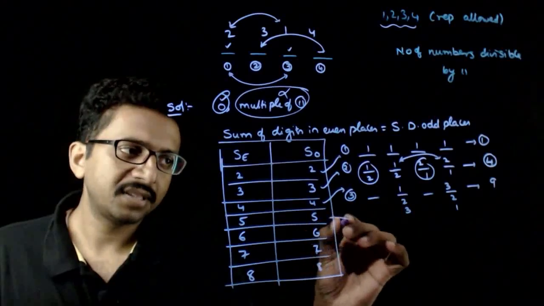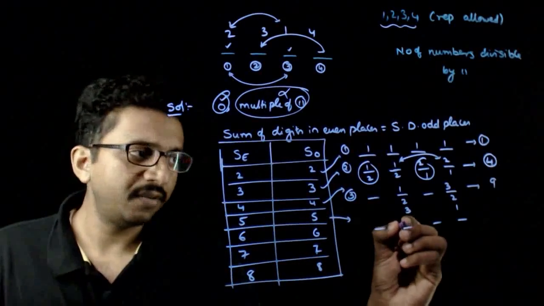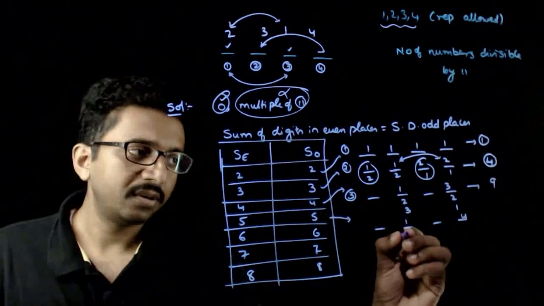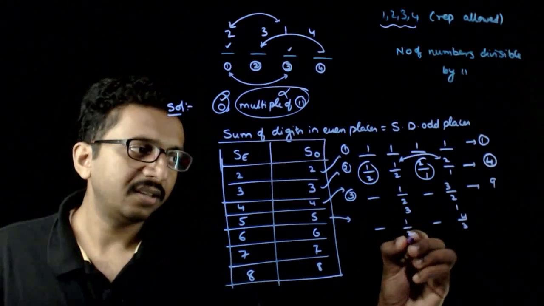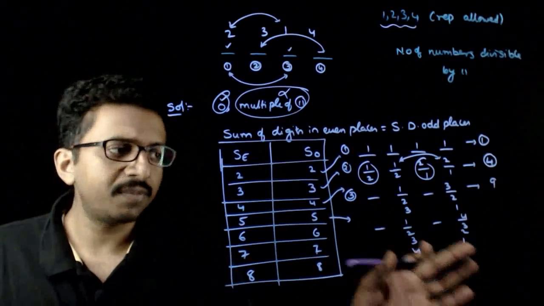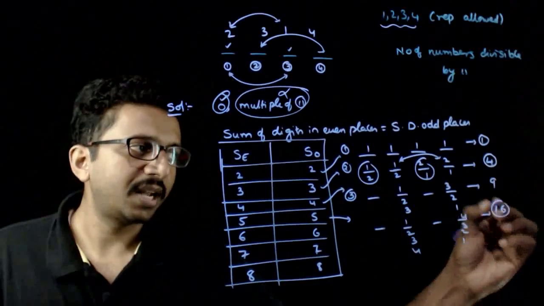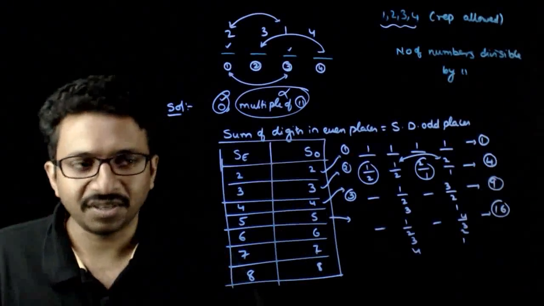If I have sum of 5, the even places can be filled with 1, 4, 2, 3, 3, 2 and 4, 1. There are 4 ways in which I can fill even places. Similarly, there are 4 ways in which I can fill odd places. So there are a total of 4 into 4, 16 ways.